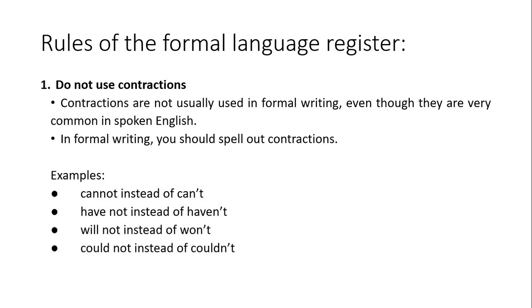So in writing formal, sa rules of formal language register, magsulat kag formal writing, dapat iwasan nimo ang pagamit og can't, haven't, won't, couldn't, ug isn't. Dapat imong isulat is cannot or have not. So instead of can't, dapat cannot. Instead of haven't, dapat have not. Instead of won't, dapat will not. Instead of couldn't, dapat could not. Instead of isn't, dapat is not.